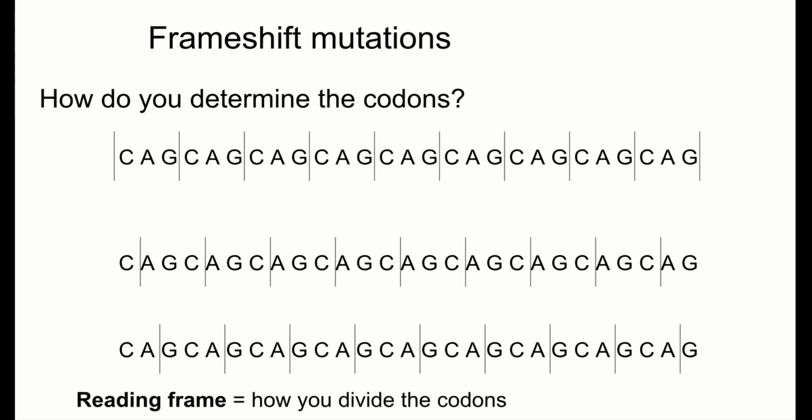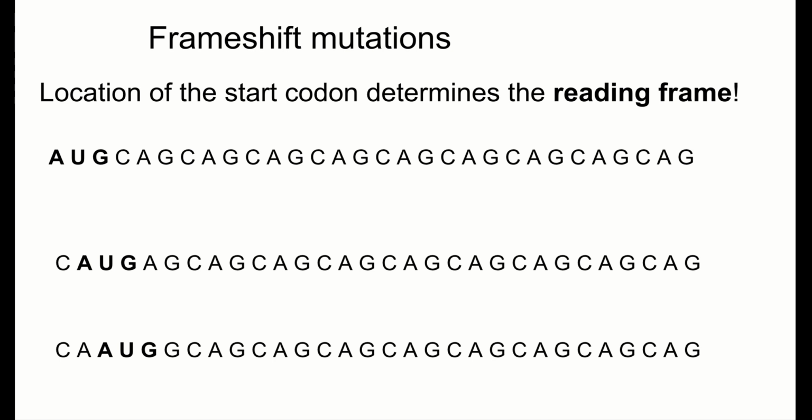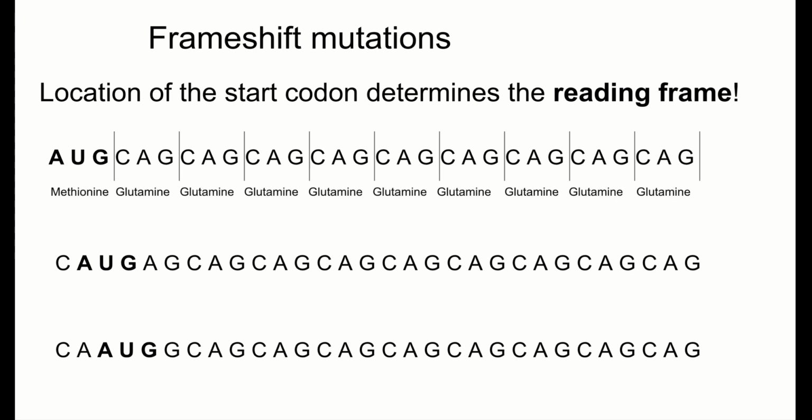What we're looking at right now is the reading frame. This is how you divide the codons. And what determines the reading frame? The location of the start codon. You know that the first step of translation is to find the start codon, the first AUG that you see. Then after you've found the start codon, you divide up the remaining letters into three-base chunks, and then you use your codon chart and translate it.